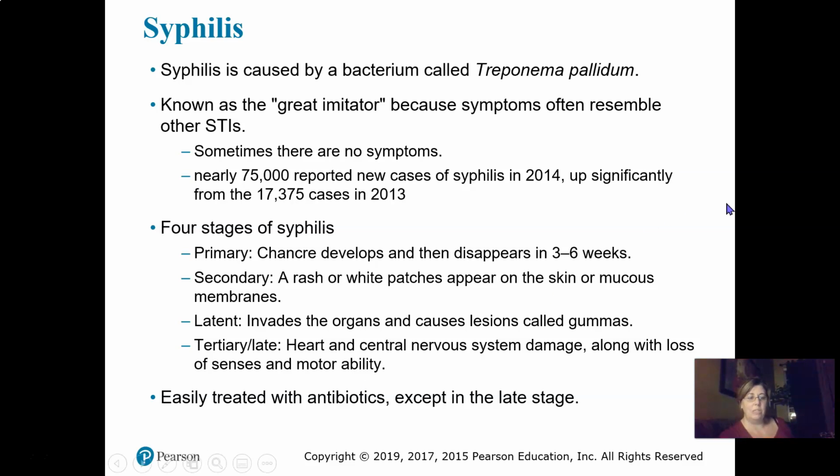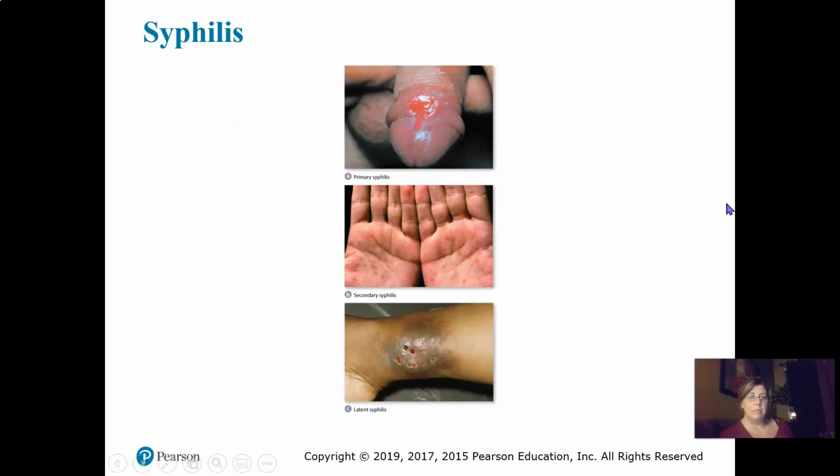So let's take a look at syphilis. As you can see, there are sores and lesions, even on the hands. So primary, secondary, and latent syphilis are shown here.